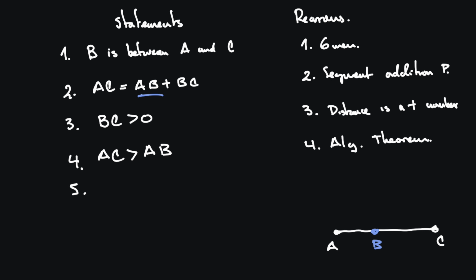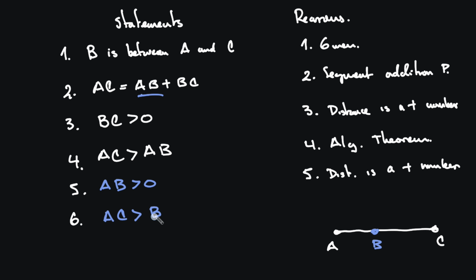So AB is a positive number. And the reason is the same as the one that we gave here. Distance or length is a positive number, right? And if this happens, then we know by the algebraic theorem that AC must be greater than this part BC. So number 6, AC must be greater than BC.